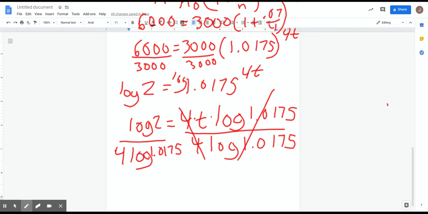Now, when you divide, you could do this a couple different ways. You could divide by 4, hit enter, then divide again by the log of 1.0175, or you could just put parentheses around that whole thing when you type it in. Either way, you should get the correct answer.